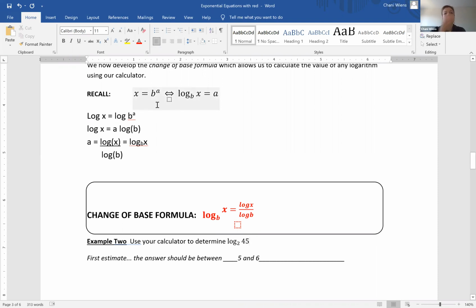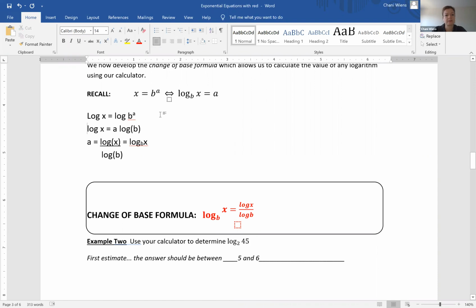Okay, so we start with the fact that these are two different ways of expressing the same thing. So this recall thing up here is just to remember that log base b of x equals a is the same thing as saying b to the a equals x. So those are equivalent statements. So we're going to start with this equation, okay? So x equals b to the a, and we're going to take the log of both sides.